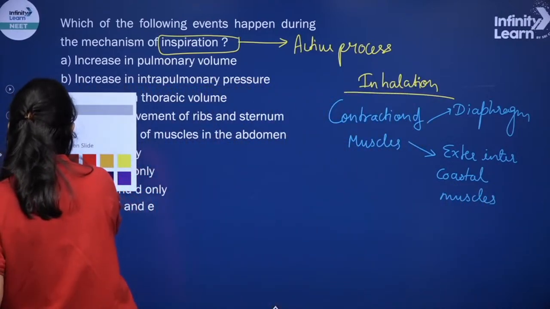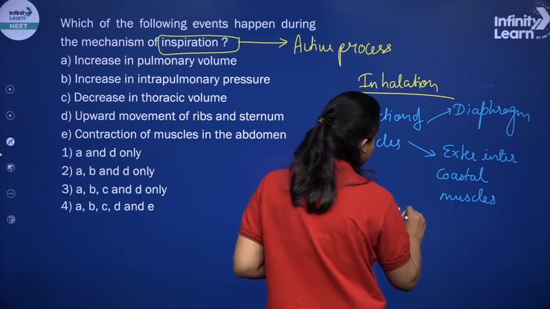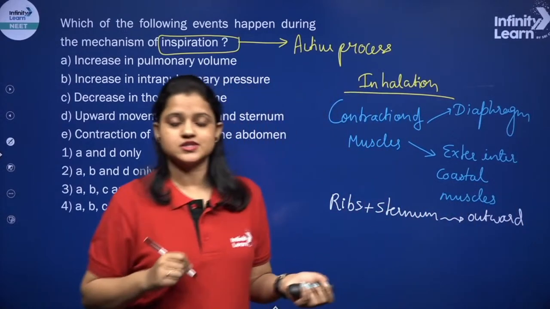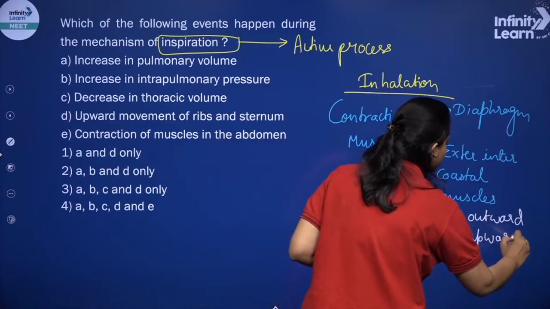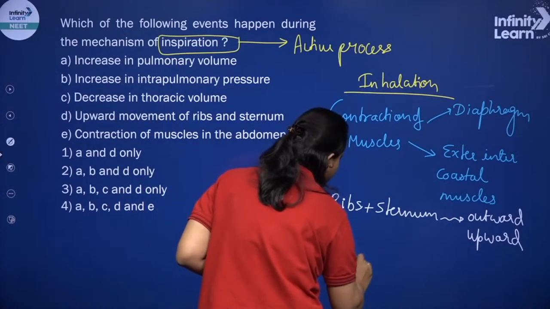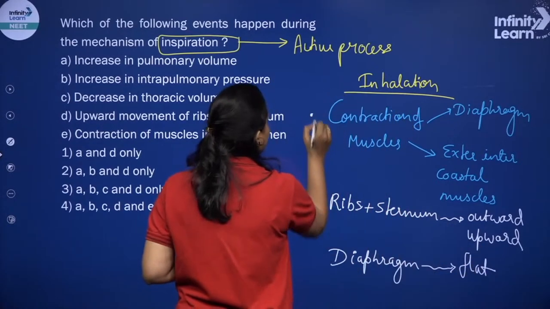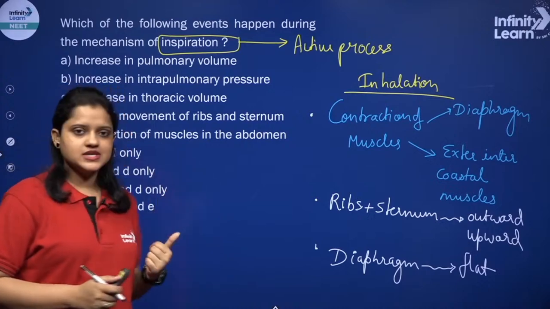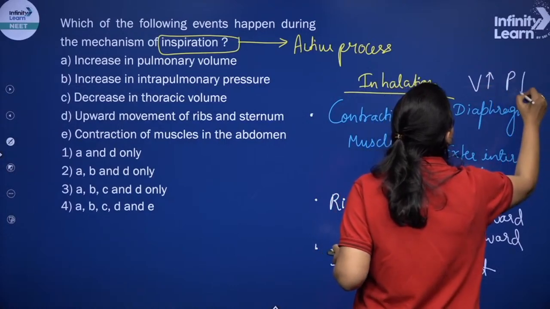Your sternum and ribs will move outward and upward. Your ribs plus sternum will move outward. This is also known as bucket handle movement, dear students. The ribs and sternum will move outward and upward. Right? And what will happen? Since diaphragm is contracting, it will become flattened. Your diaphragm will become flat. Okay, so these are the events, look carefully, that will take place during inhalation. Apart from this, volume of your lungs will increase, or thoracic chamber will increase, and pressure will reduce.